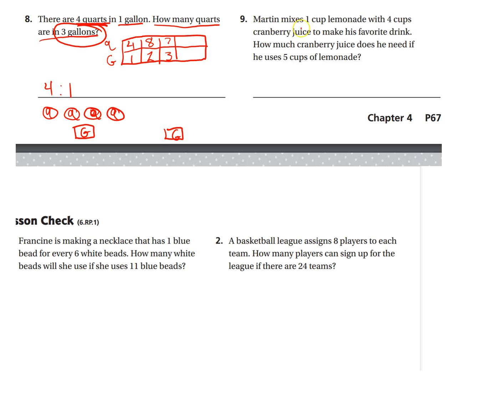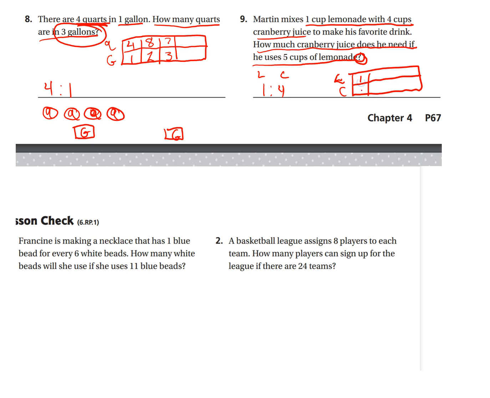All right, number 9. Martin mixes 1 cup of lemonade with 4 cups cranberry juice to make his favorite drink. How much cranberry juice does he need if he uses 5 cups of lemonade? Okay, so for every 1 cup of lemonade, our ratio is 1 to 4, and this is lemonade to cranberry. So again, I can make a table where I have lemonade and cranberry, L for lemonade, C for cranberry.